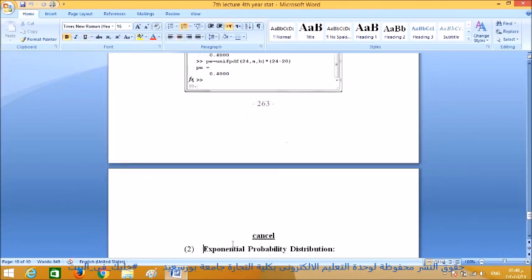Okay. So we finished the uniform distribution now. As we said, we will cancel the exponential probability distribution.